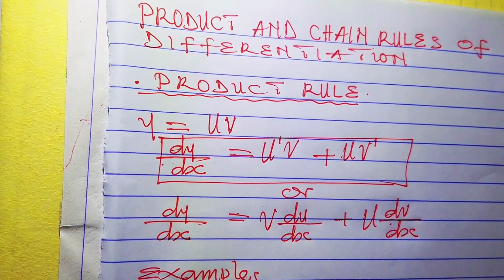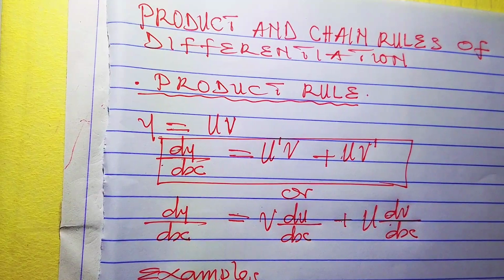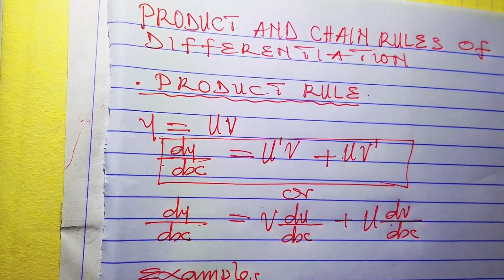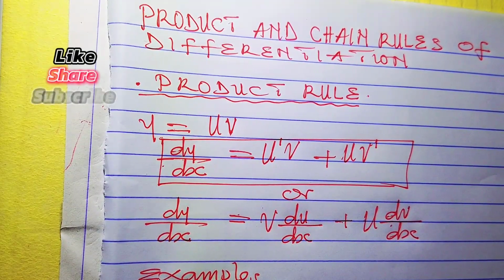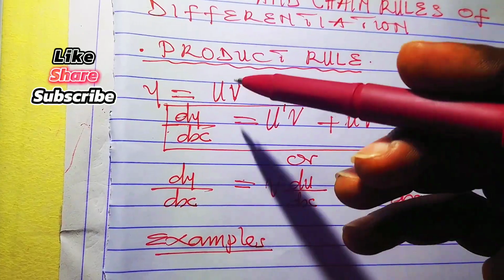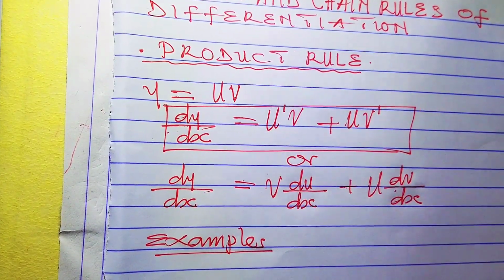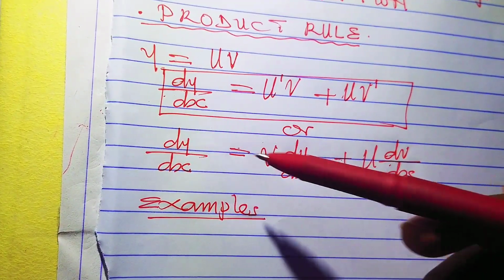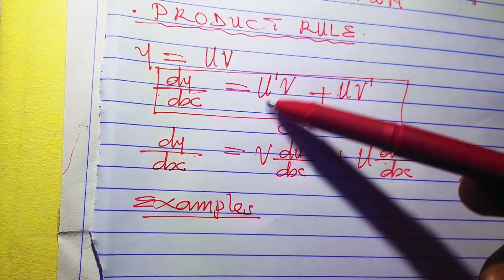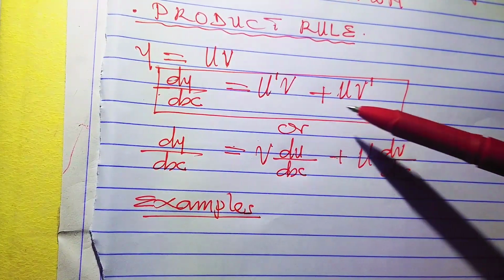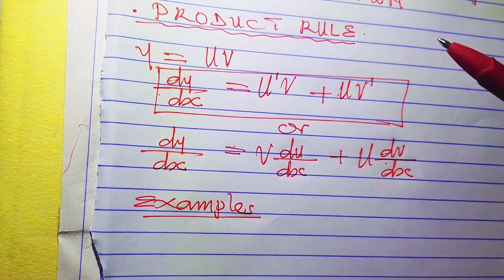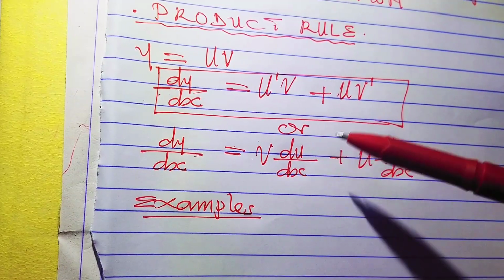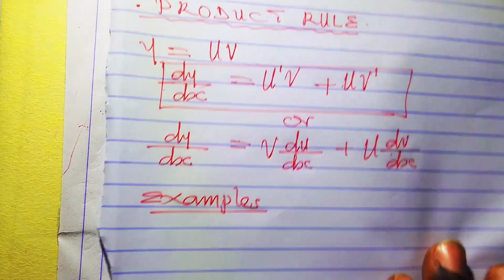In this video, we're going to discuss product and chain rules of differentiation. But let's first of all consider the product rule. If y is equal to the product of u and v, then the differential value of y with respect to x is going to be differentiating u multiplied by v plus differentiating v multiplied by u. Or we can as well write it out this way. So let's take a look at a few examples.